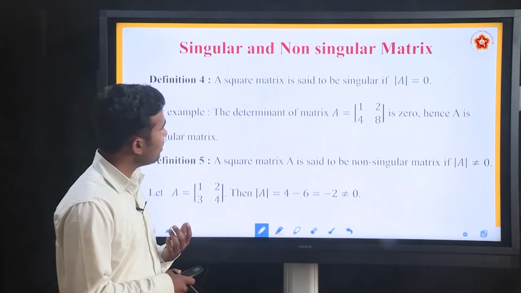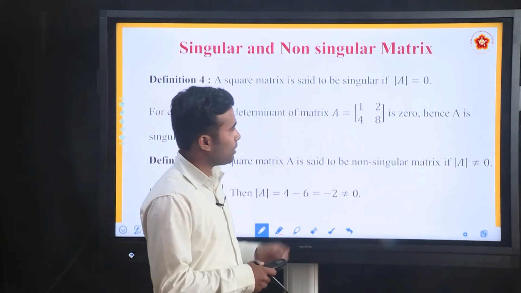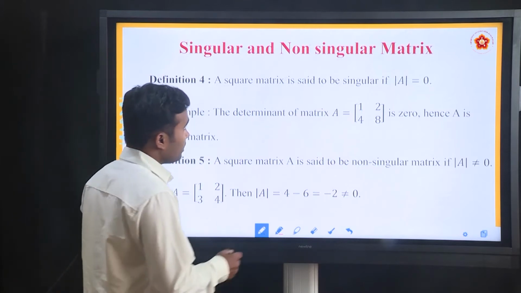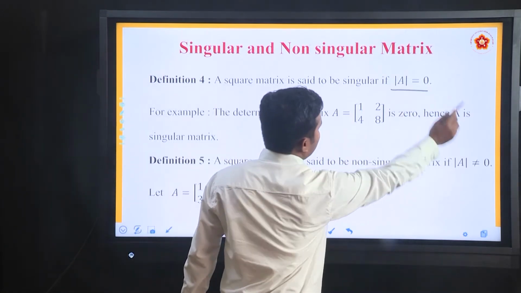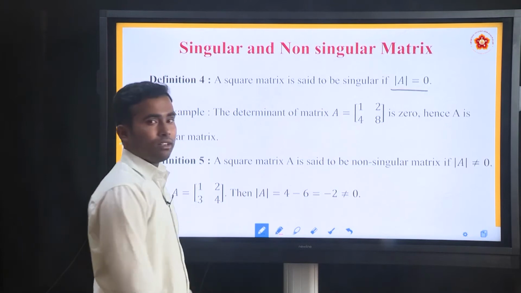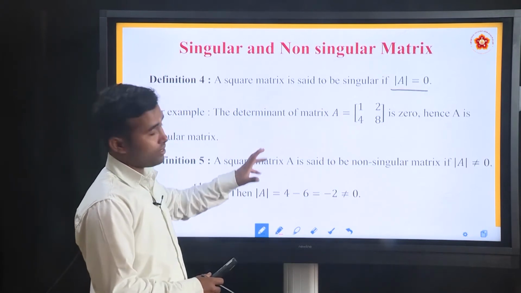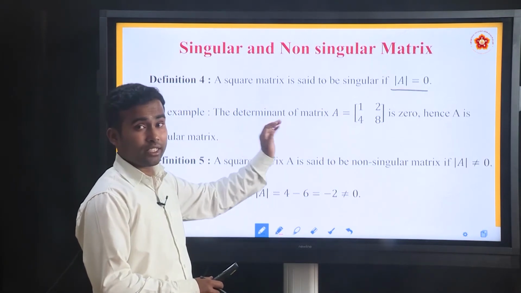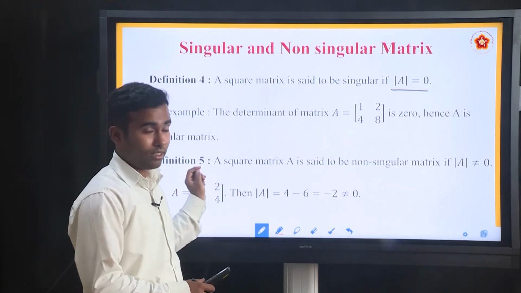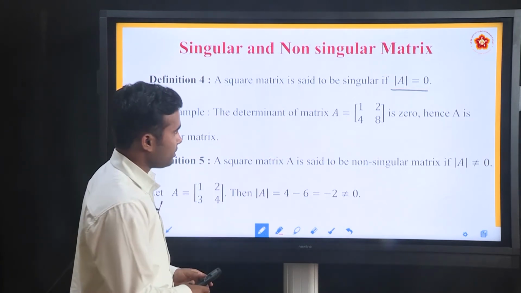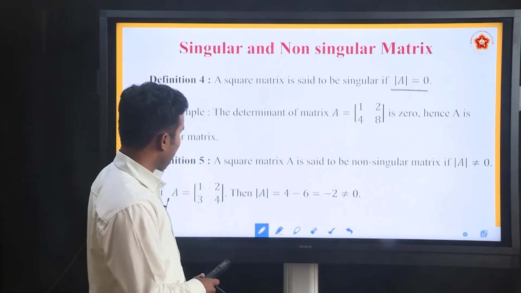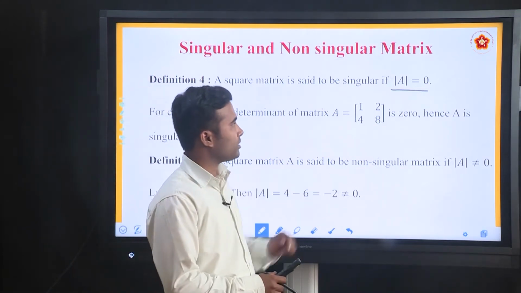With this we can see one example here. We are going to use these definitions while finding the inverse of a matrix in coming classes. So you just remember what a singular matrix is as well as what a non-singular matrix is.